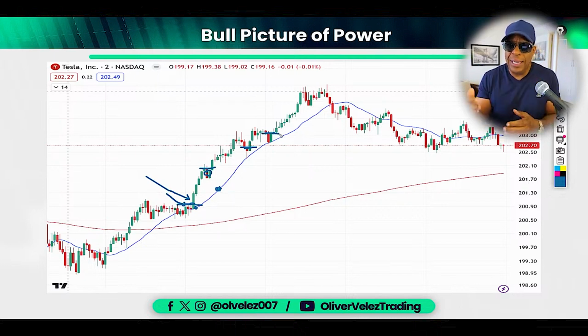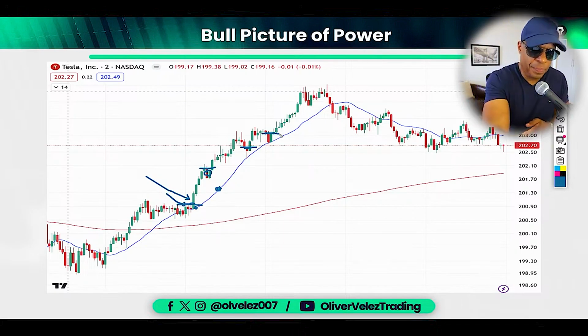Boom! Green takes out red near the 20. Go. Green takes out red near the 20. Go. All right? So you got this, right? Picture of power. The 20 is separating from a flattish 200-period moving average. The 20 starting to rise. Power bars off the 20. Boom. Red bar near the 20. Green bar takes it out. Boom. And these are our two main events.